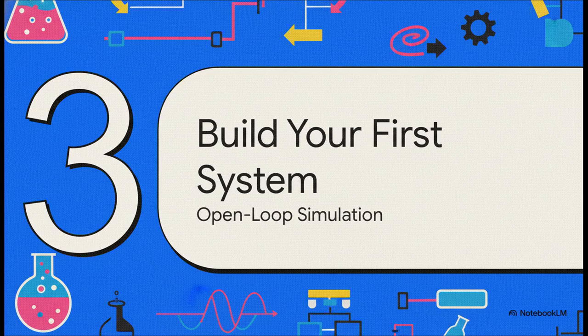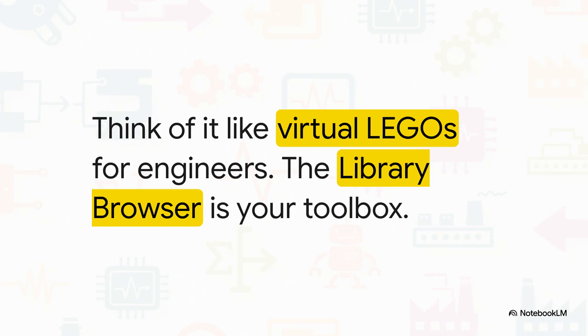The absolute best way to understand Simulink is to just build something. So we're going to put together a simple simulation of that chemical reactor we talked about. We'll start with what's called an open-loop system, which basically just means we give it a command and let it run, with no self-correction. Honestly, the easiest way to think about this is like playing with virtual Legos.